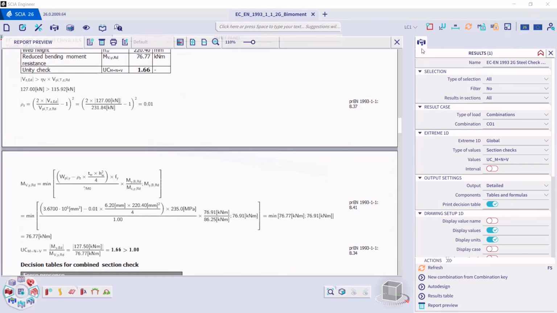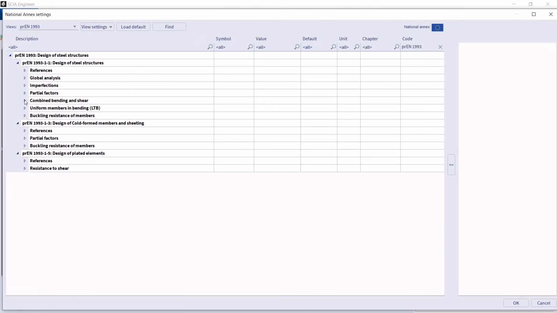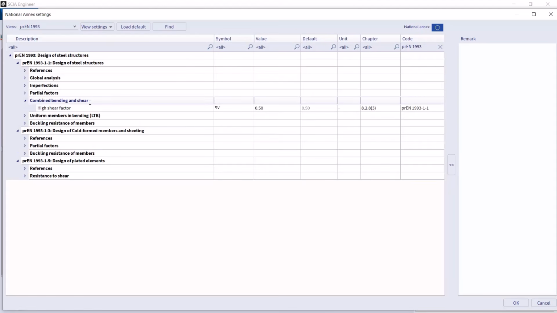It comes from the national annex settings. So we have a part dedicated to combined bending and shear, and you can see that the value of eta V is equal to 0.5 by default. And of course, we have the reference to the new Eurocode, and if needed, you can change this value in here. And so basically, this is what I wanted to show you in today's webinar.